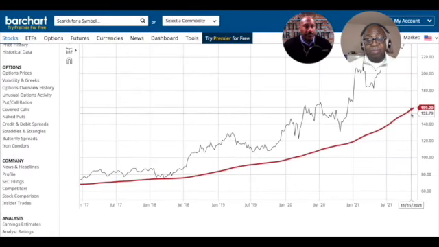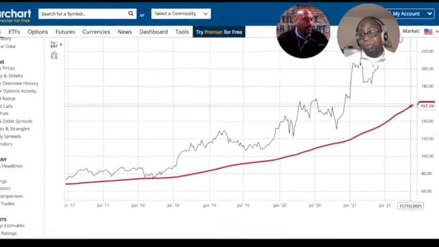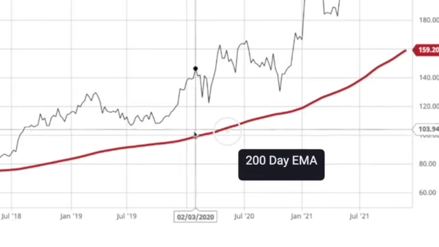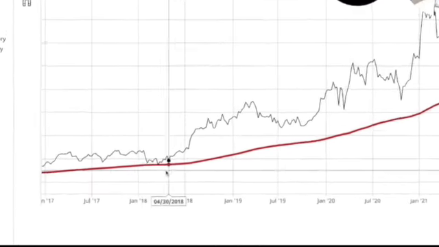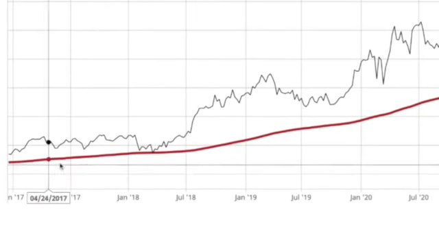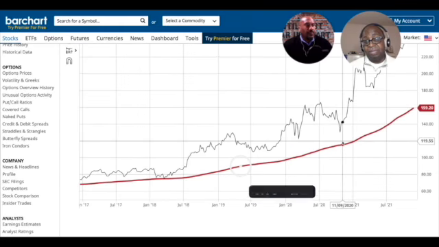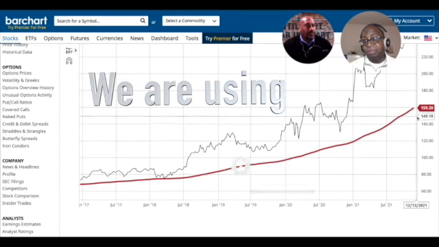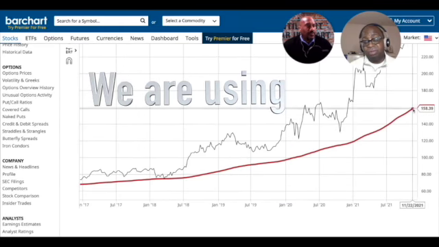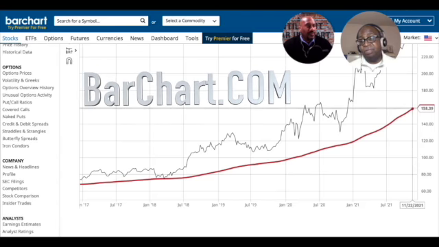Okay, the 200-day moving average is the bold red line. That's the 200-day moving average, and again, it's the moving average of the last 200 periods. That's a graphical representation of that. So what does that mean?